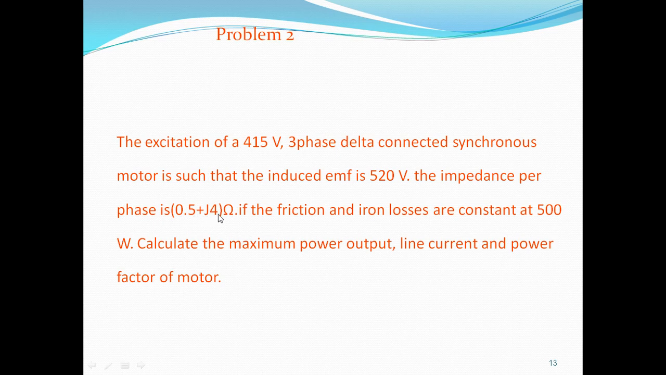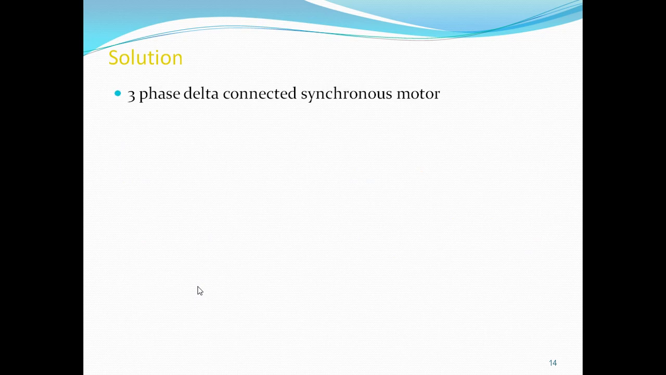0.5 plus j4 ohms, where armature resistance is equal to 0.5 and synchronous reactance is equal to 4 ohms. The friction and iron losses are constant, that is 500 watts. Calculate the maximum power developed, power output, line current, and power factor of the motor.